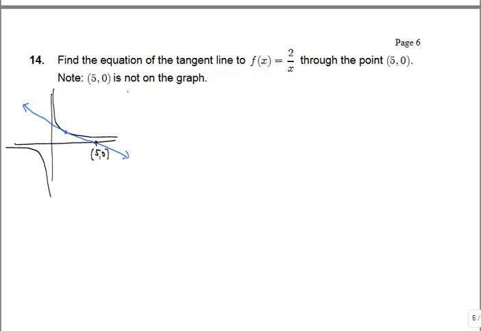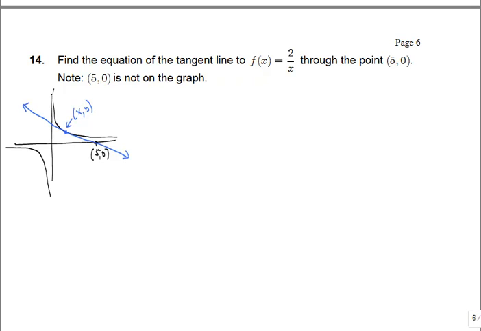So the difference between this problem and the last one is that in the earlier problem, we knew what this x value was right here, and then we could just take our derivative and plug in that x. In this problem, we don't know what that x value is. It's just some random point (x, y). So I don't have an x that I can just plug in to find the slope of my tangent line. So how are we going to find the equation of this tangent line?